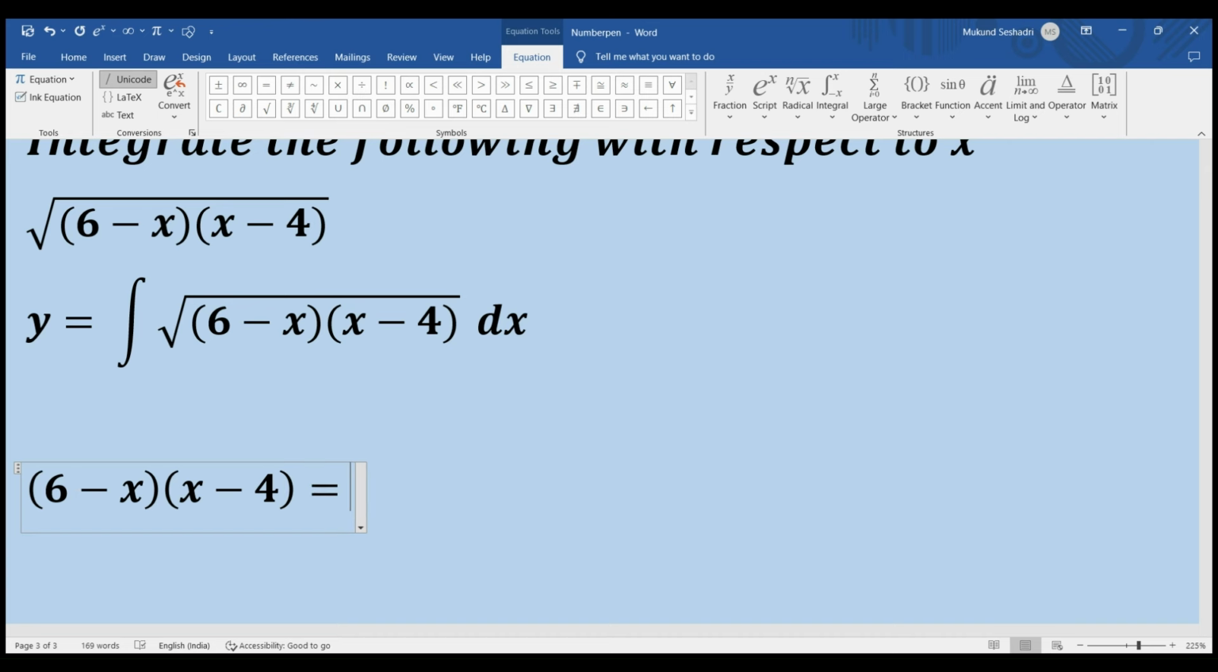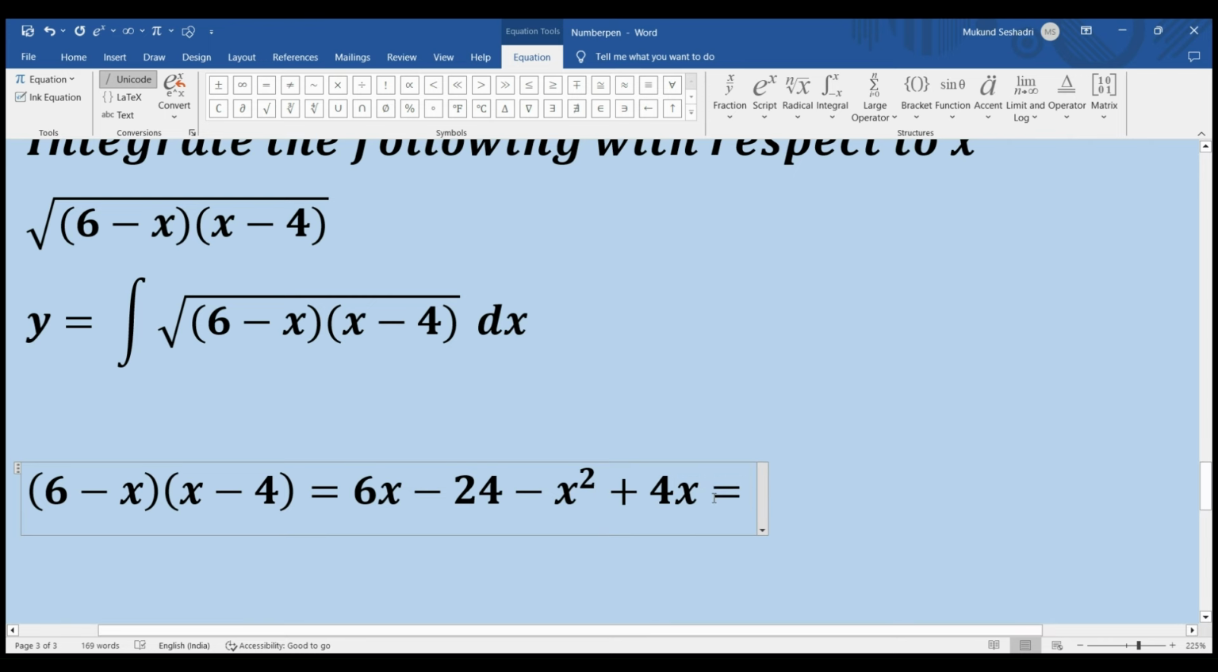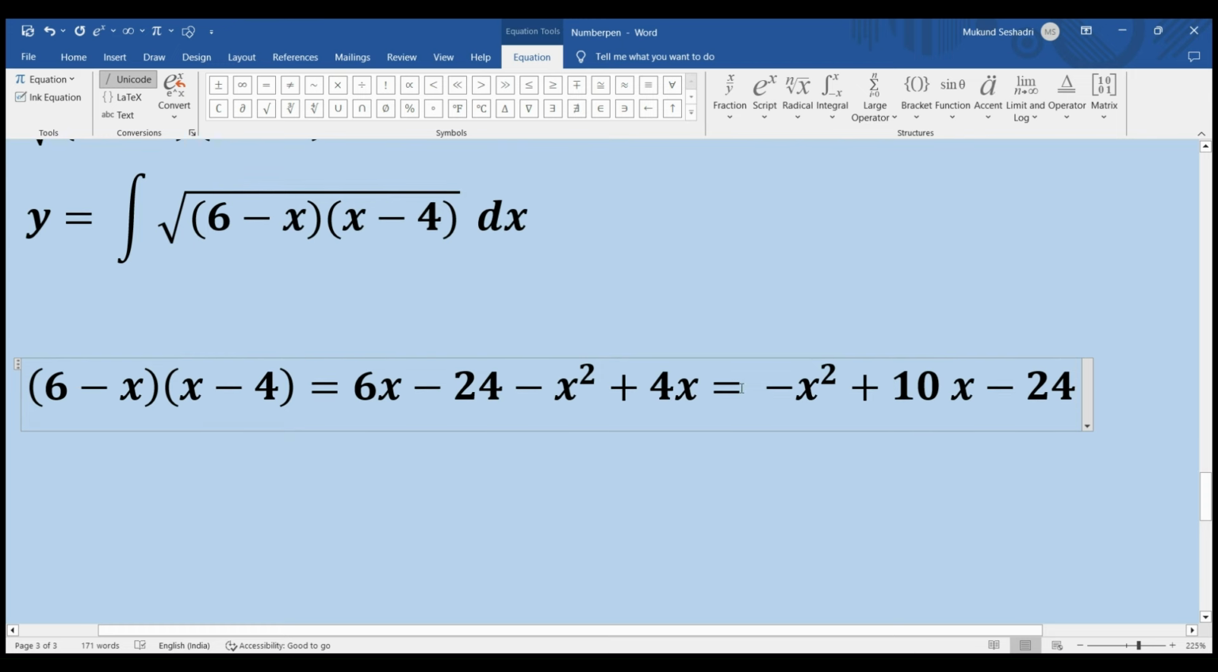So what we have is (6 minus x) times (x minus 4). So what's that? 6x minus 24 minus x square plus 4x, right? So our quadratic expression is minus x square. I can combine the 6x and the 4x, plus 10x minus 24, right? So this is our quadratic expression.